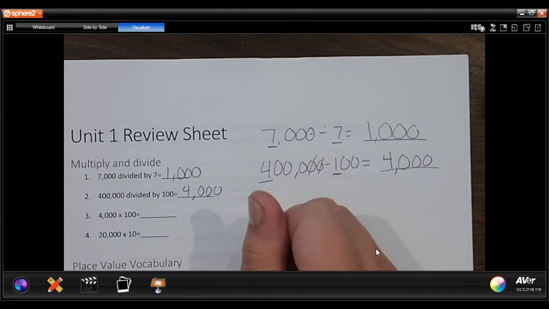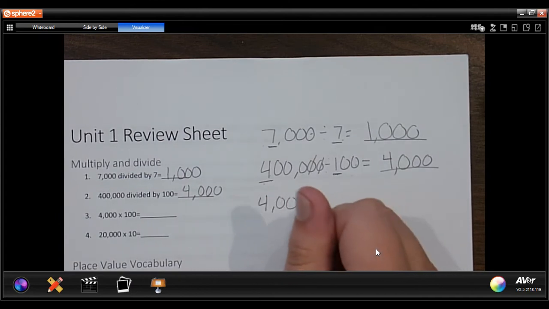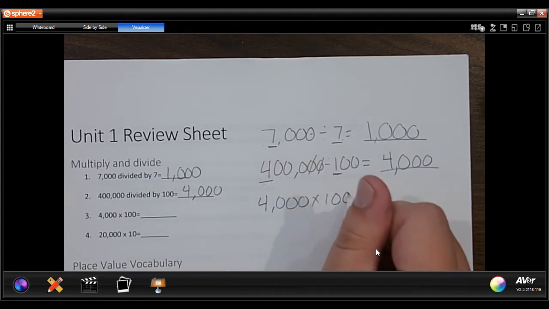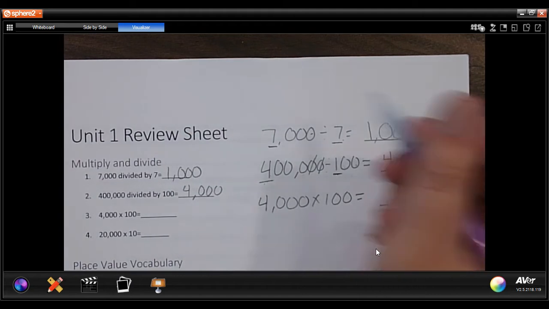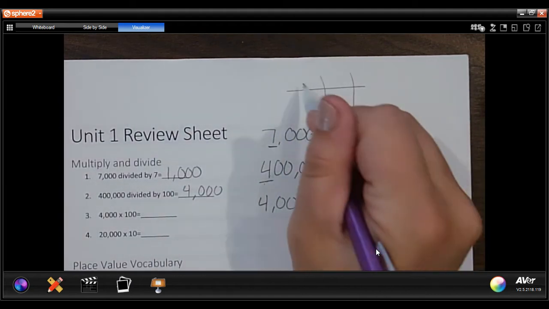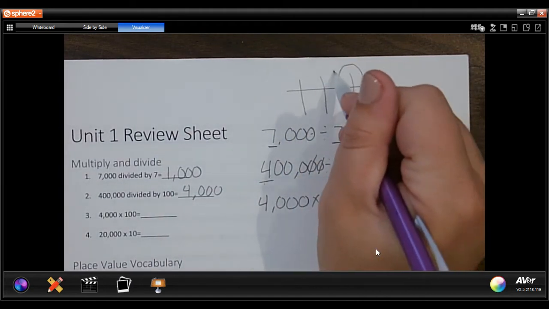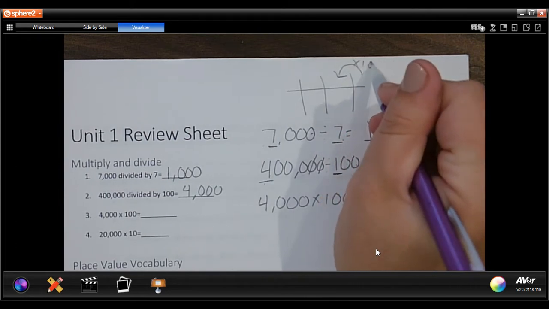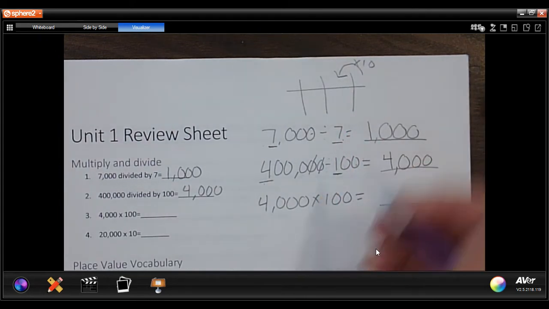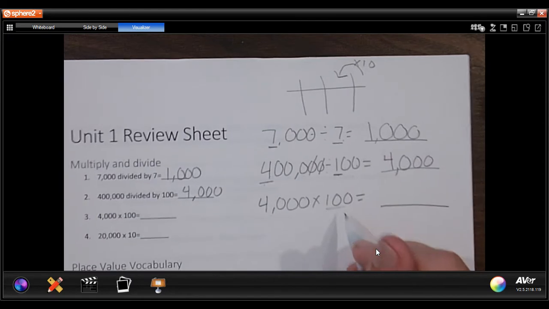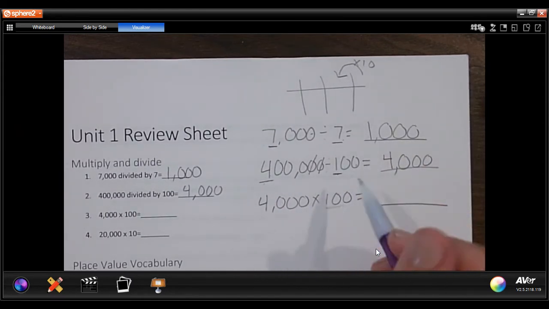Number 3 is 4,000 times 100. When I multiply, if I was thinking about a place value chart, every time I go up, it multiplies by 10. So every time I multiply it by 10, I go up a place value. So that's why we're adding zeros when we multiply.